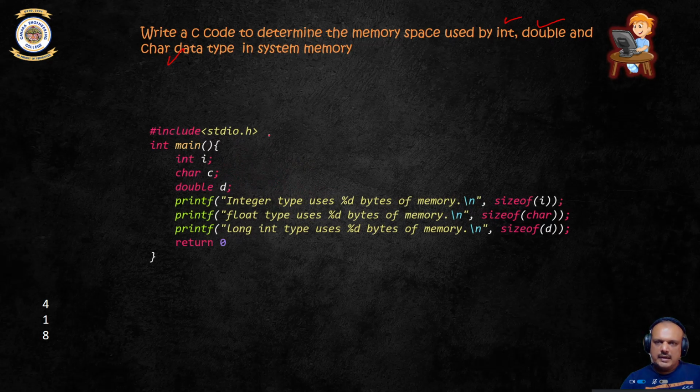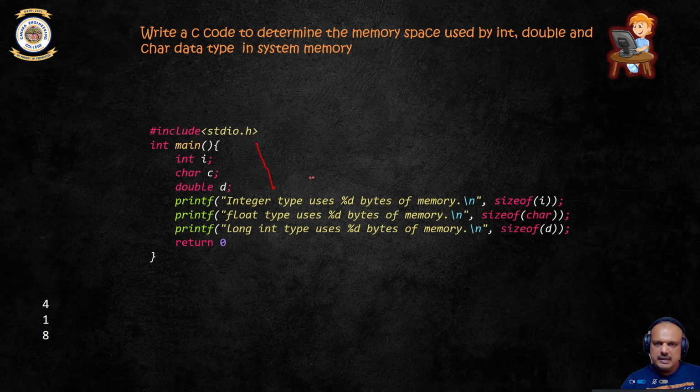So that's the code. Again I have my preprocessor directives, and then I have my main function. Since I want to know the memory allotted to store the information of int, double and character, it's not required, but I have declared three variables: int i, char c, double d. So i is int, c is char and d is double. Let's go one by one.